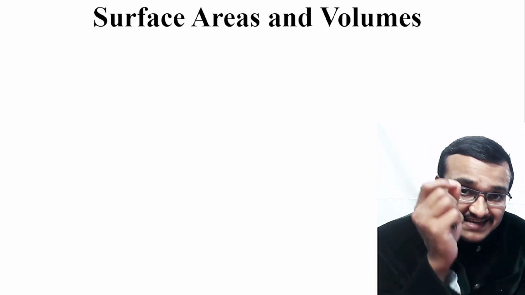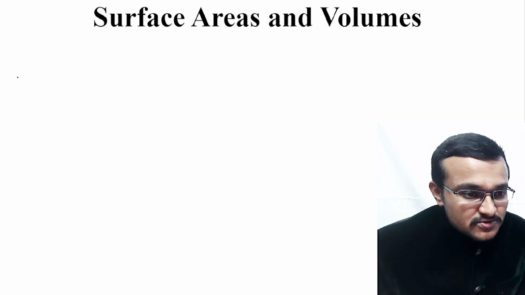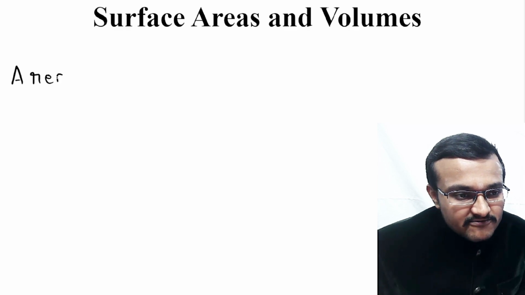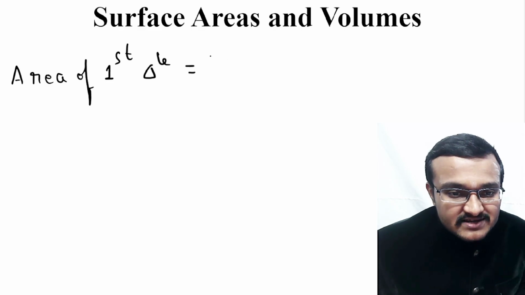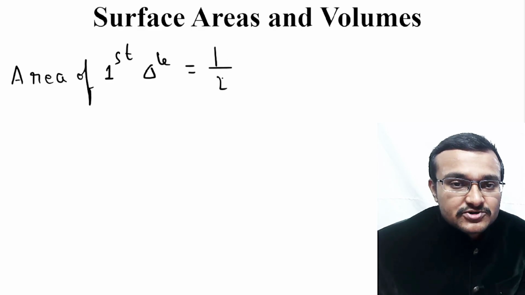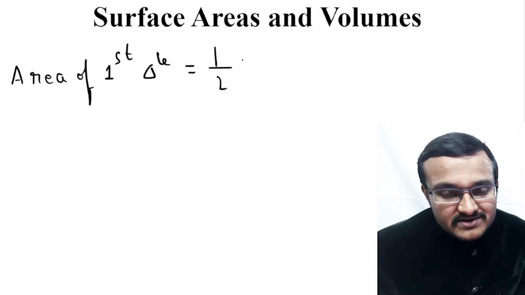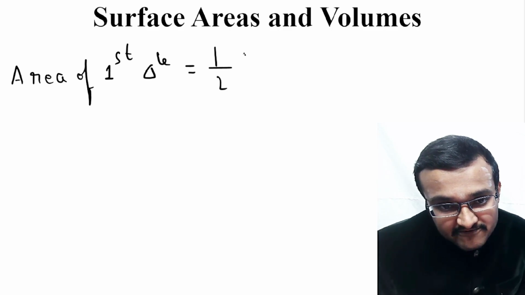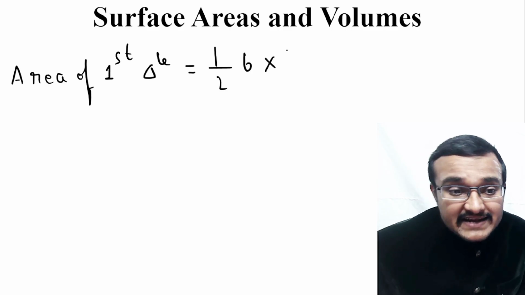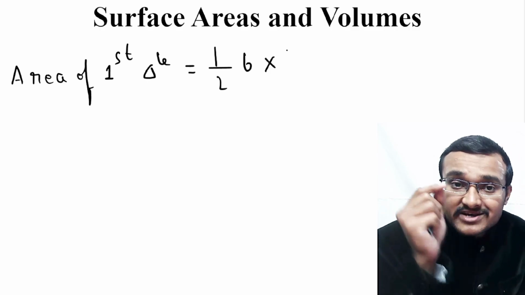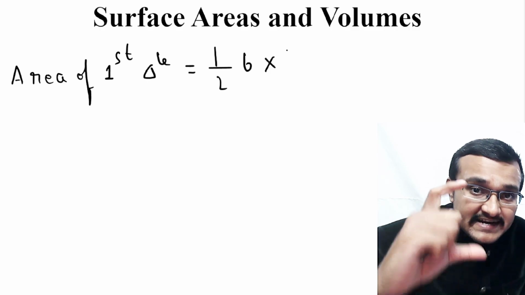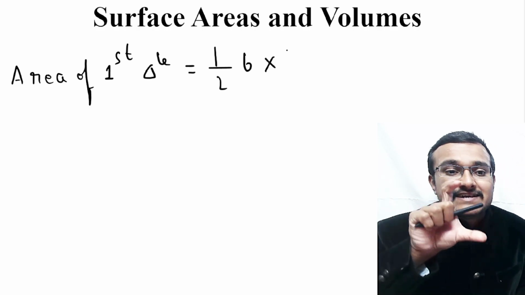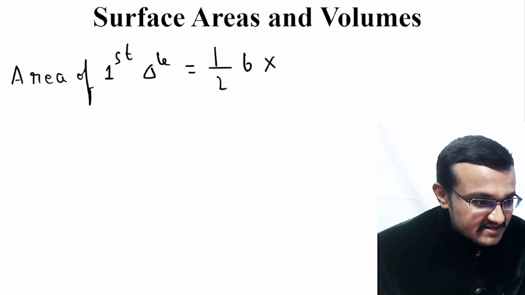Now we need the area of each triangle. Let's consider the area of the first triangle. The area of the first triangle is half base into height of that particular triangle. So what is the height of the triangle? Here you should not consider the height of the cone. You have to consider the height of the small triangle which we are considering.